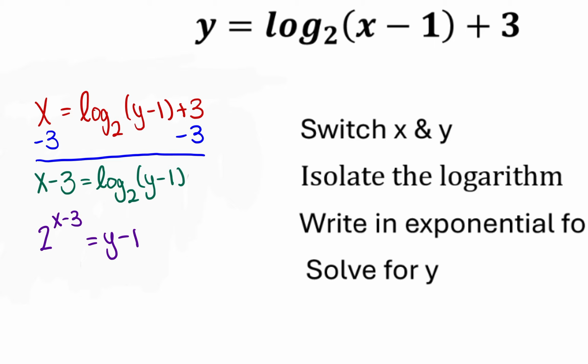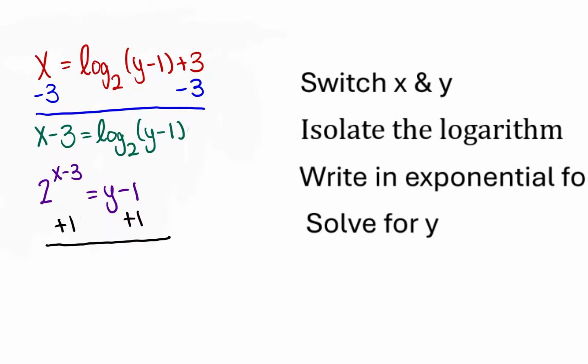And again, my goal is to get y all by itself. I notice that I have y minus 1, so I will add 1 on both sides. Keep in mind that this 1 and the 2 are not like terms. 2 is an exponential term with the x minus 3 exponent, and 1 is just simply a constant. So I have 2 to the power of x minus 3 plus 1 is equal to y.